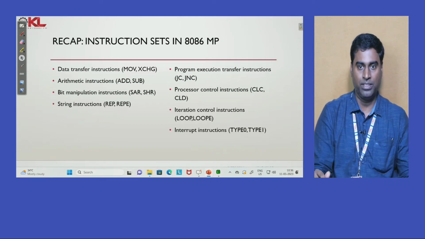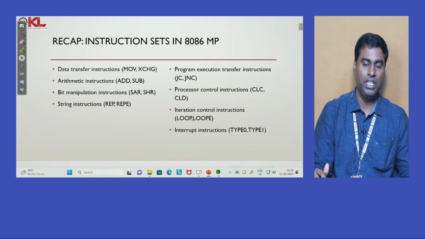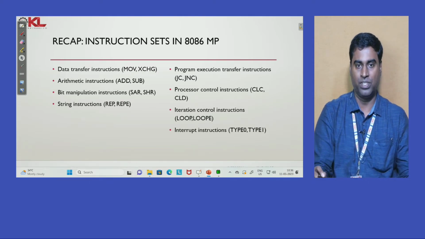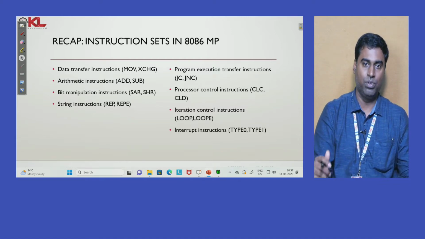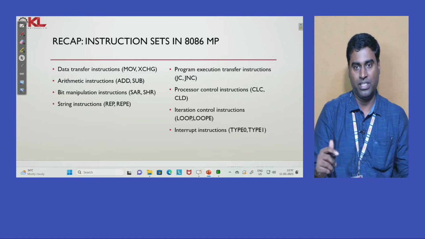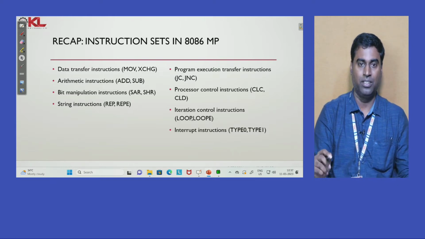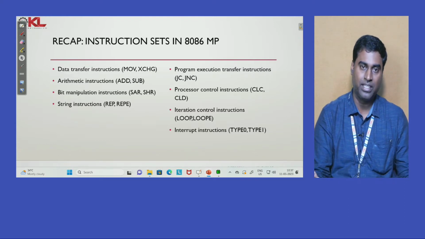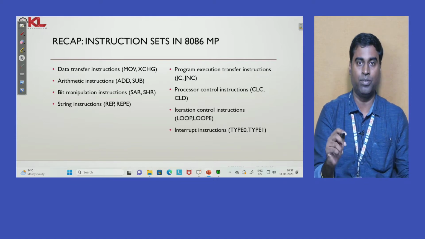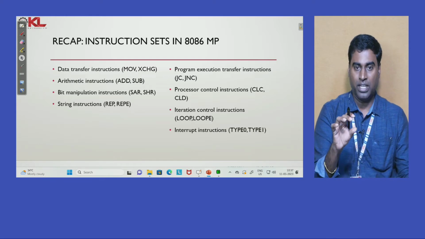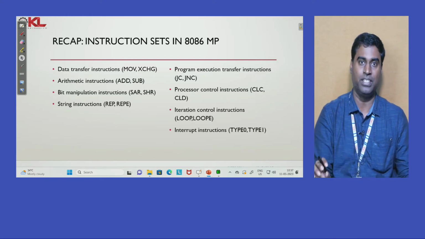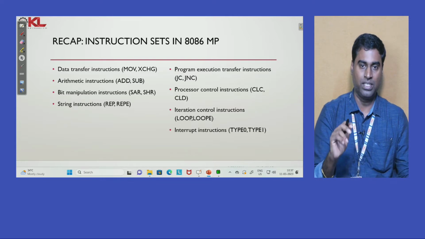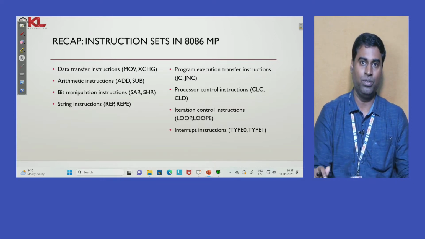Next one is program execution transfer instructions. Here we can use the conditional jump instruction. All these categories come under these kinds of instructions. Next one, processor control instructions, such as clear carry flag, clear direction flag, set carry flag, set direction flag. There are several instructions available which can control the processor or control certain tasks during that application. These come under processor control instructions.